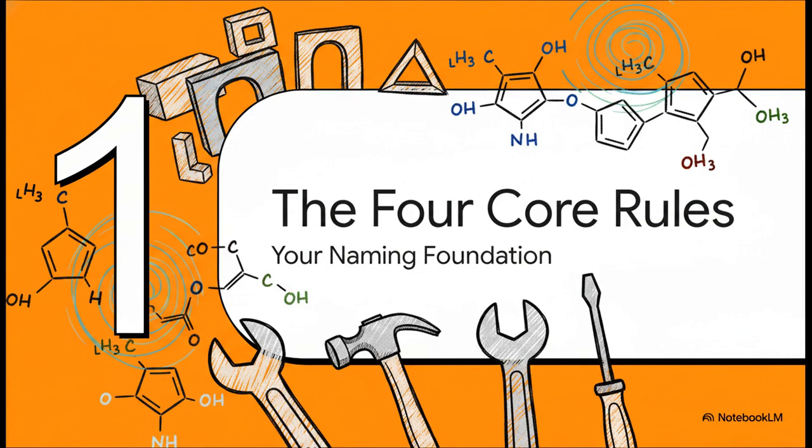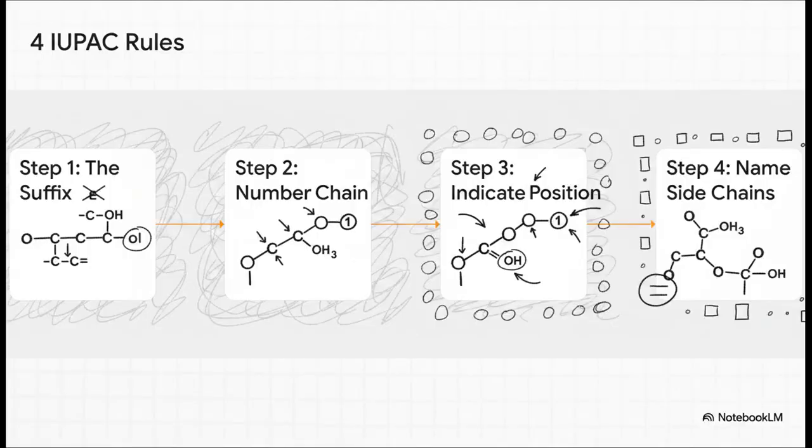Okay, let's dive right into the foundation. We're going to build our entire naming strategy on just 4 core IUPAC rules. Seriously, think of these as your toolkit for naming pretty much anything. So here they are, the big 4. Step 1, we find the main carbon chain and change its ending to "ol." Easy enough. Step 2, we number that chain.